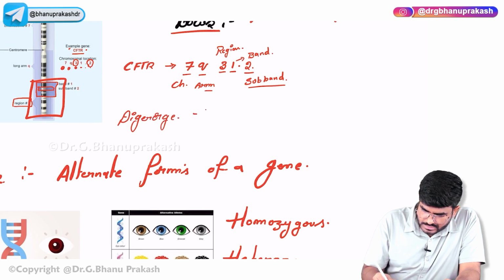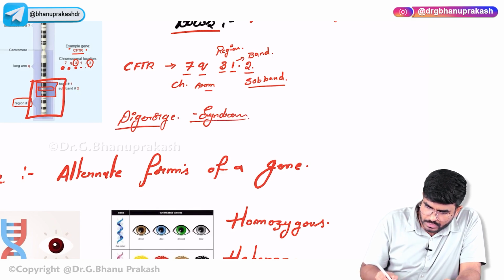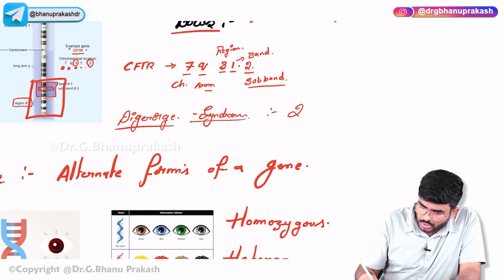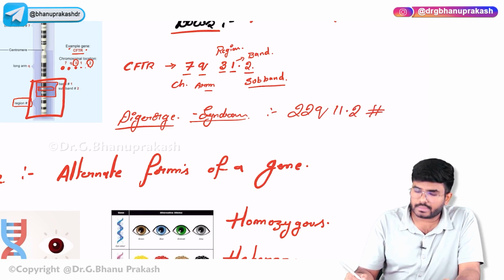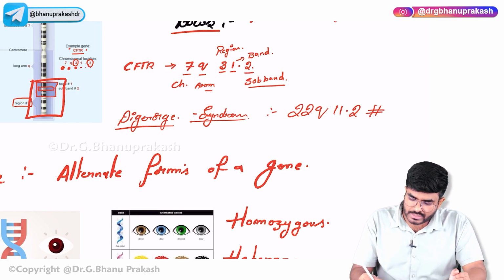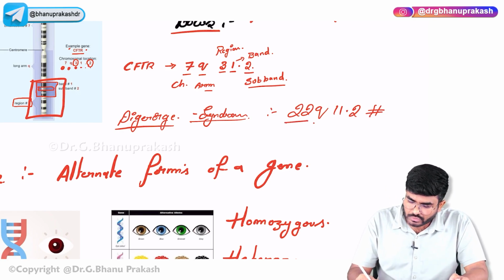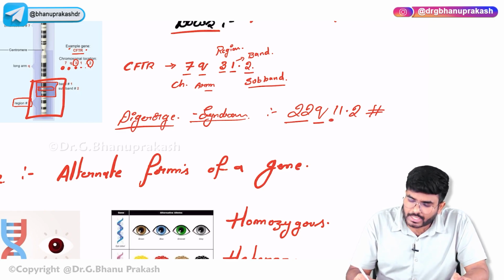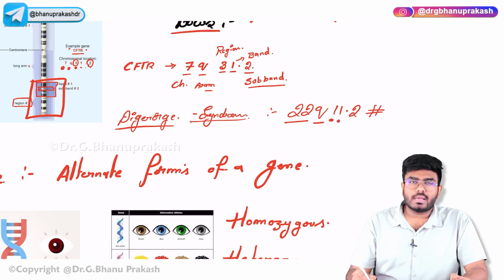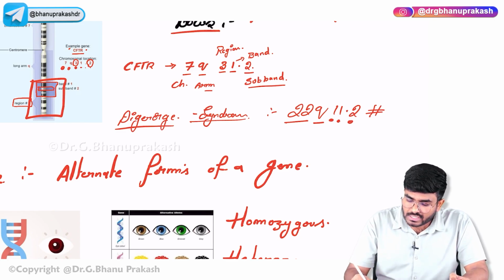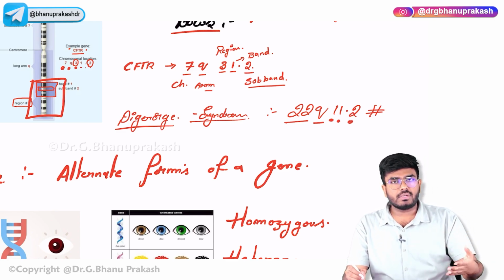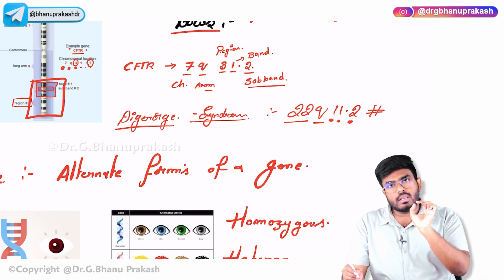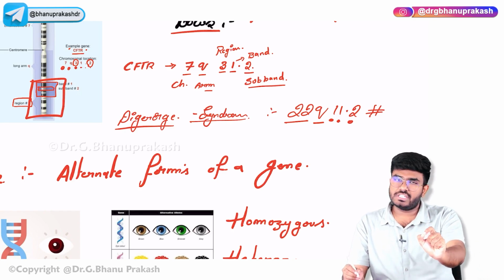So, DiGeorge syndrome. In DiGeorge syndrome, the genes present on 22q11.2 are deleted. There is chromosome number 22, with a Q arm, region number 1, band number 1 and subband number 2. These genes are deleted, which leads to DiGeorge syndrome. So, locus is the location of a gene.